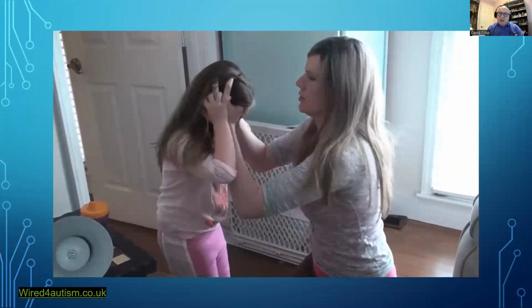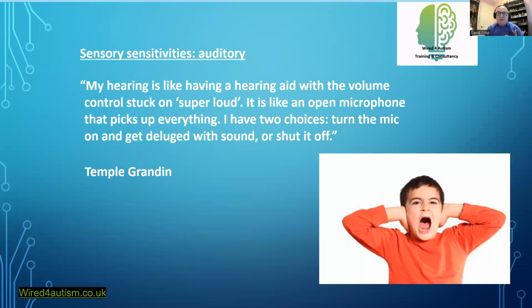Now, some autistic children can do that for an hour on end, and that's not a tantrum. They will just scream like that for an hour because they get in that cycle, that loop of so much sensory overload that they just cannot calm themselves down, and it can be very, very distressing to see, to be honest.